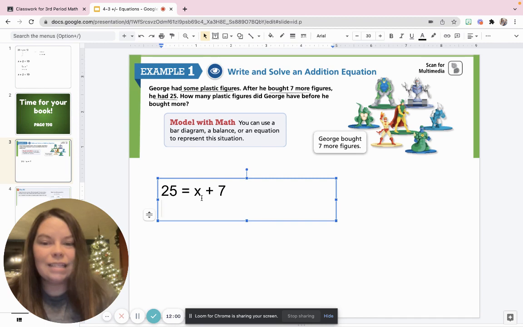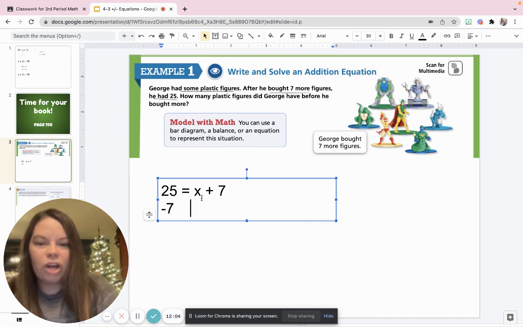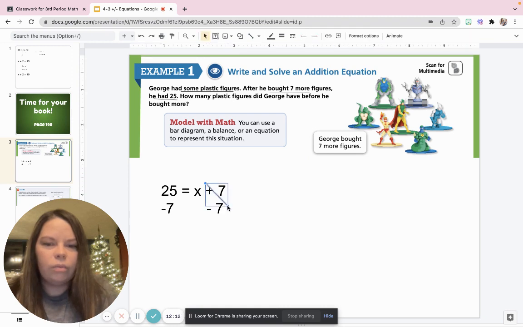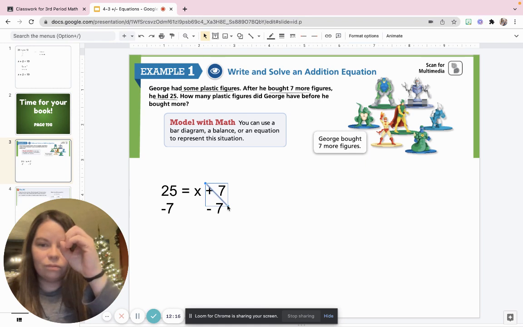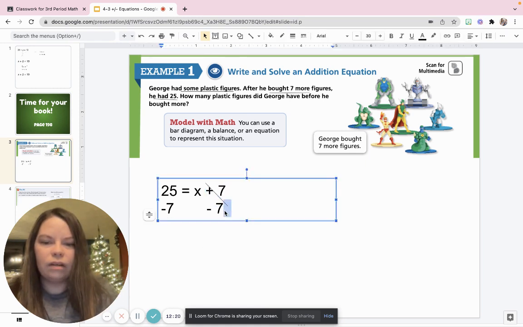If I'm going to take something away, I'm going to subtract, right? So I'm going to subtract 7 from both sides. And this is what we call canceling it out. We cancel that out because if I have plus 7 minus 7, I get 0, right? And over here, I've got 25 minus 7.